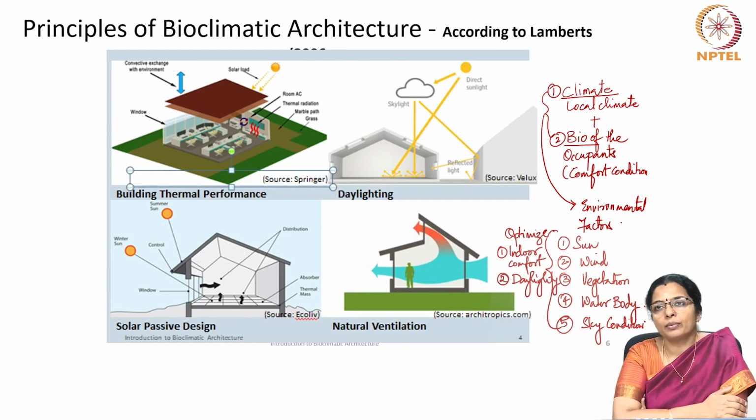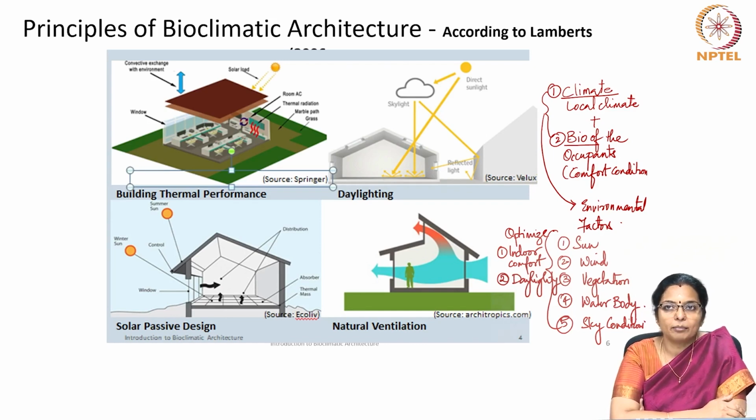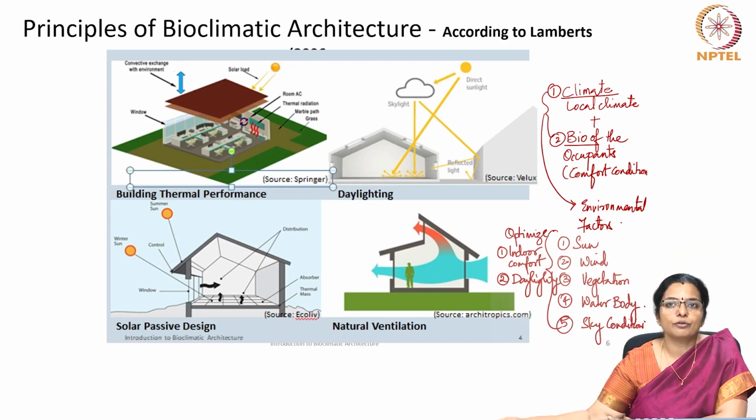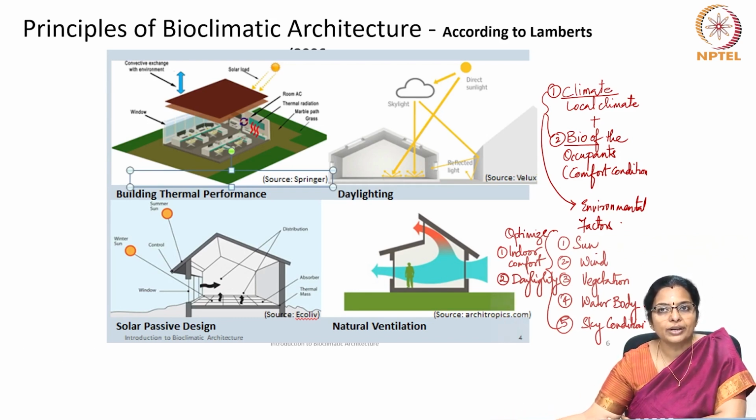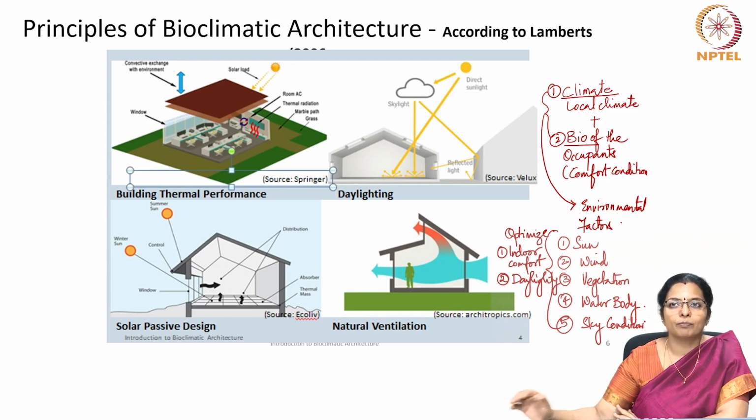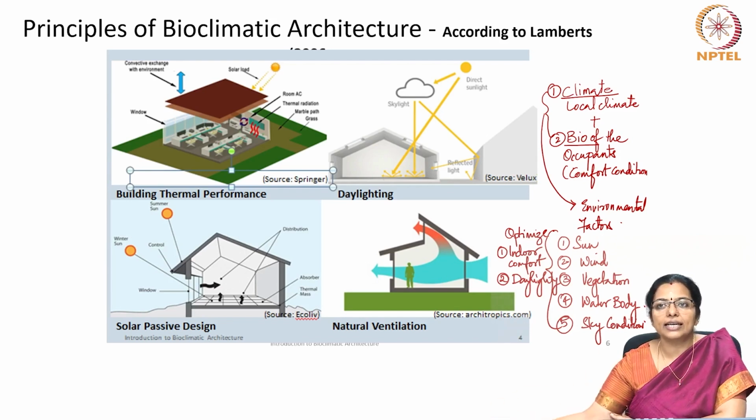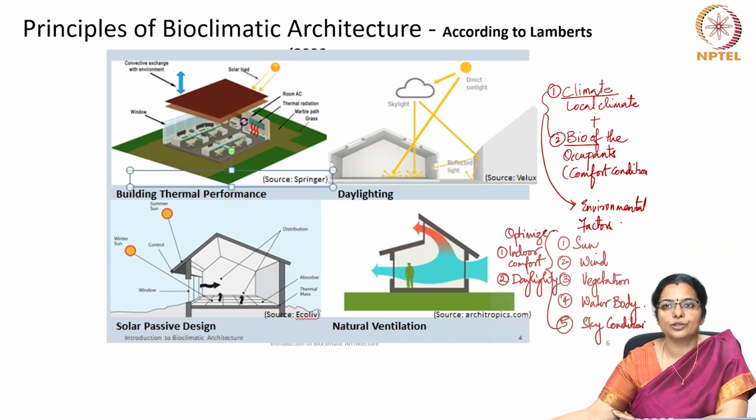So, principles of bioclimatic architecture according to Lamberts is that bioclimatic architecture is guided by several fundamental principles. Building thermal performance stands out as the cornerstone, emphasizing the importance of efficient insulation and envelope design to regulate internal temperature and minimize energy consumption. This is in the Western context and therefore we talk more on insulation.